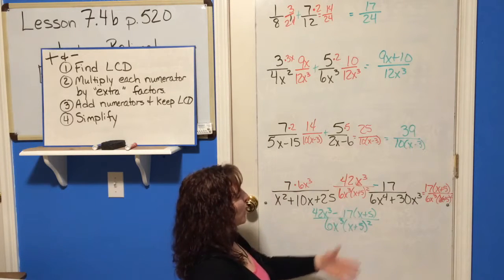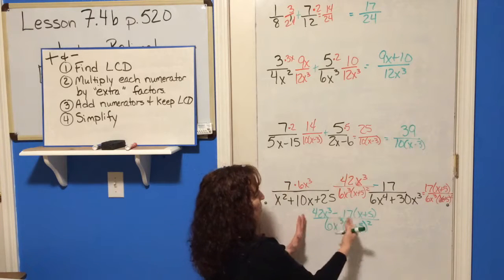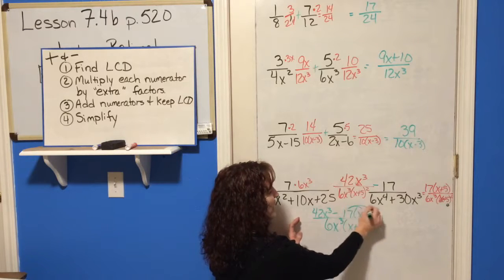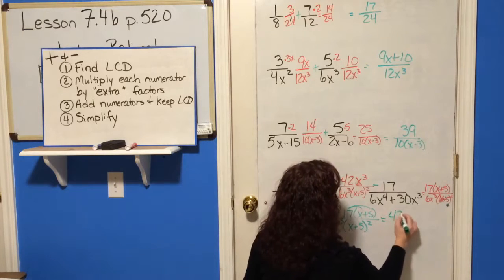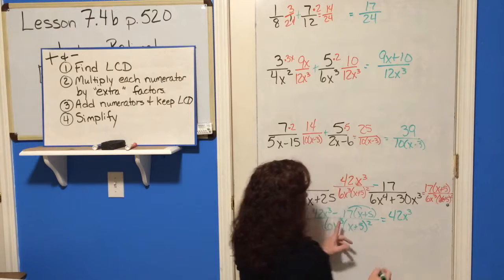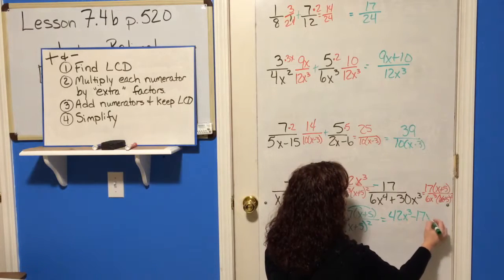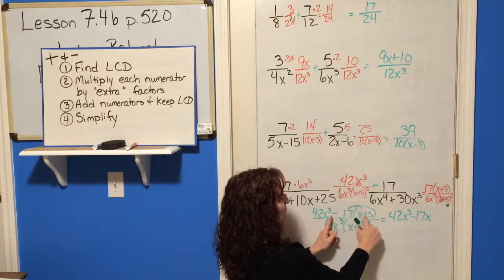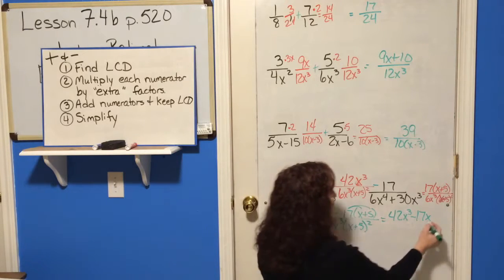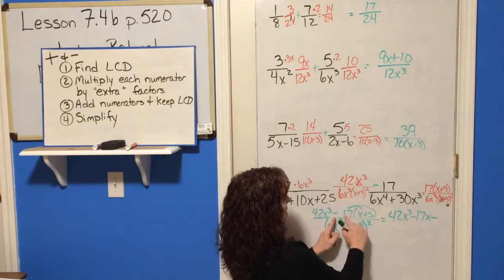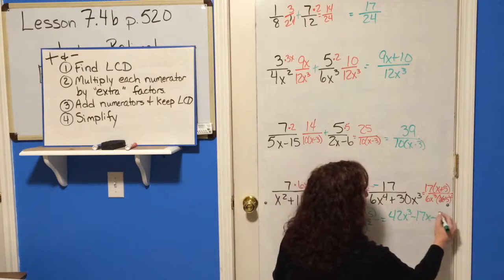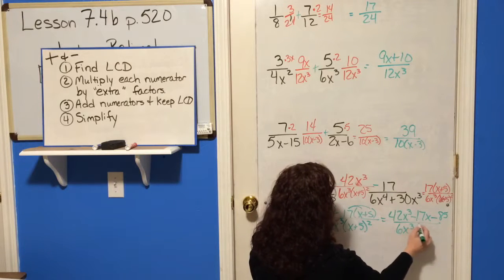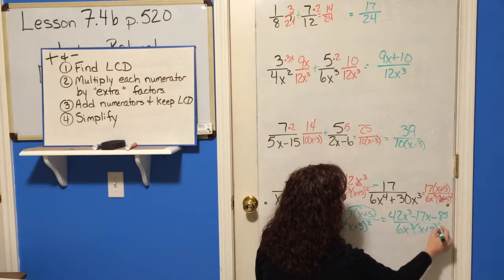When we multiply this through, we do need to simplify this. So you need to multiply your 17 through. So 42x cubed minus 17x. Now be careful with this, because this is a minus times a positive. A negative times a positive is a negative. And what is 5 times 17? 50, 60, 70, 85. All over 6x cubed times x plus 5 quantity squared.